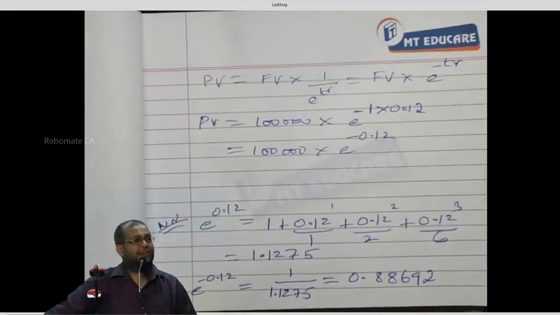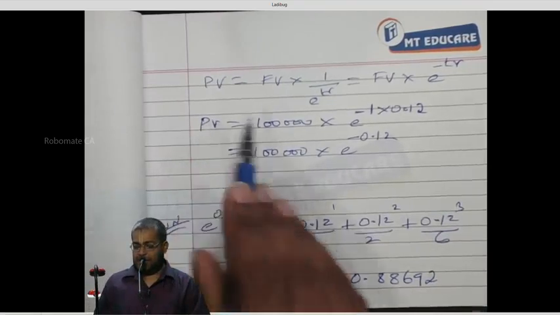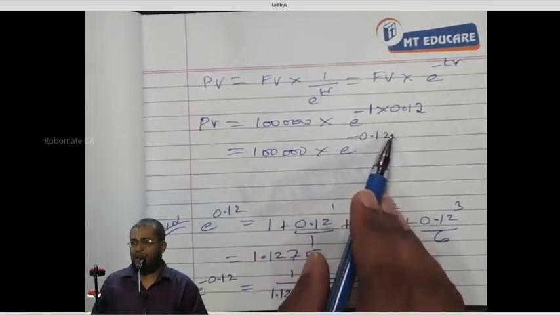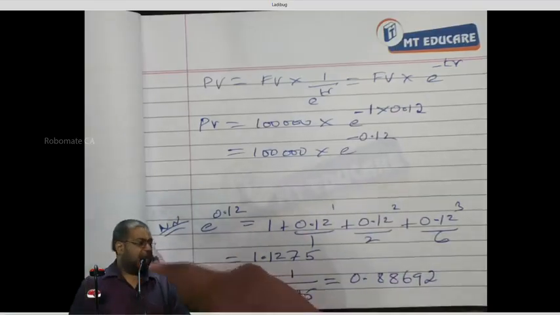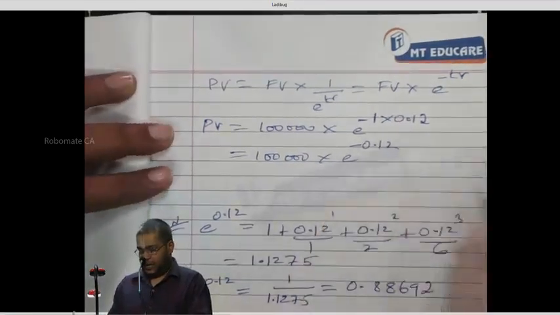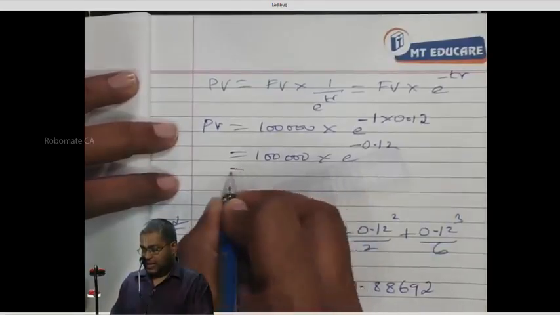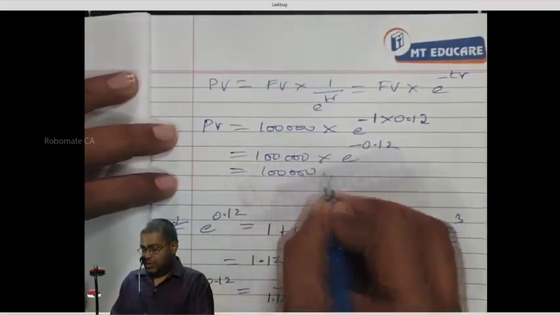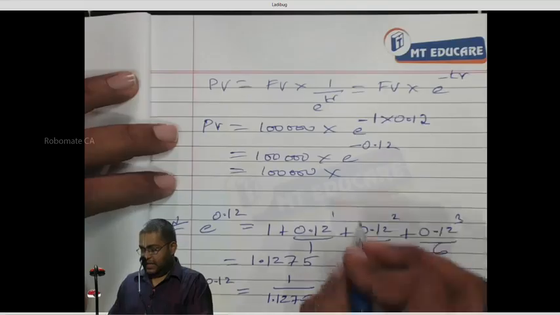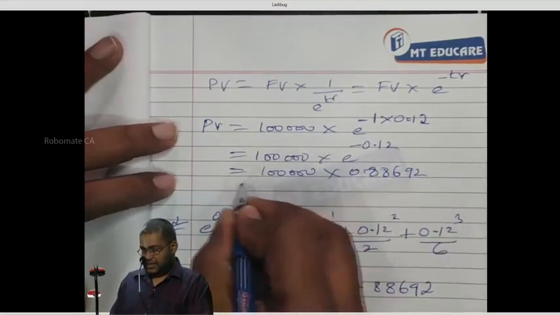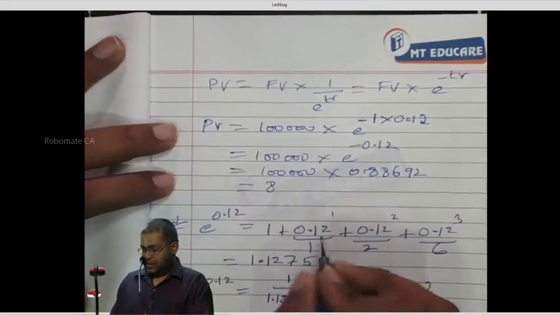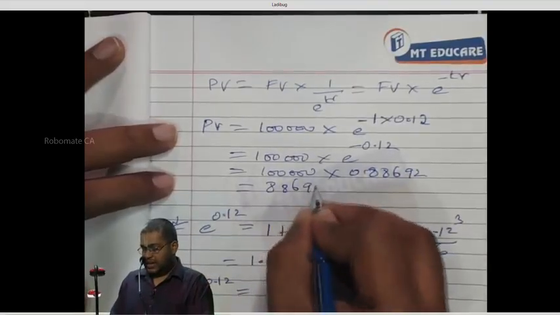This is called discounted cash flow: cash flow into present value factor. That's how one should calculate the PV factor for continuous discounting. Now write down the answer. It is 1 lakh into 0.88692, which is 88,692.